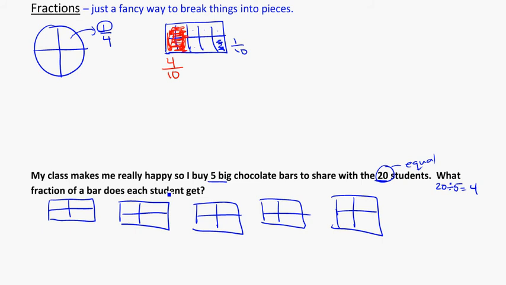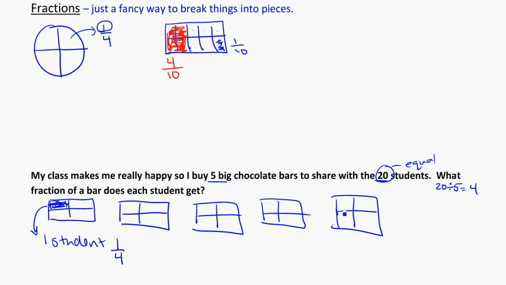So what fraction of a bar does each student get? Well, one student would just get that piece there for 1. And that bar is broken into 4 pieces, so that's 1/4, because those are broken into quarters.